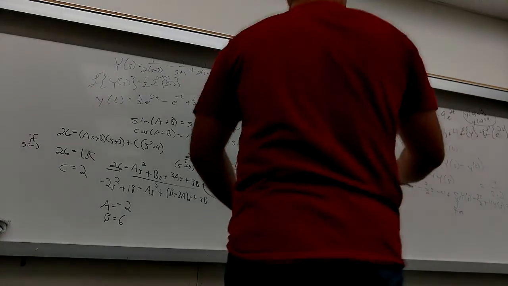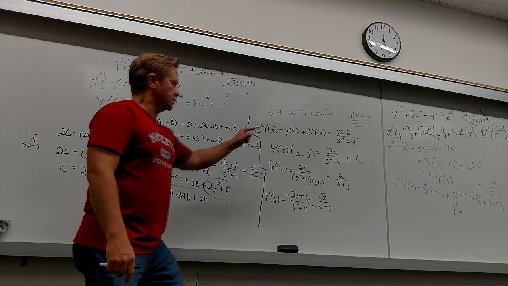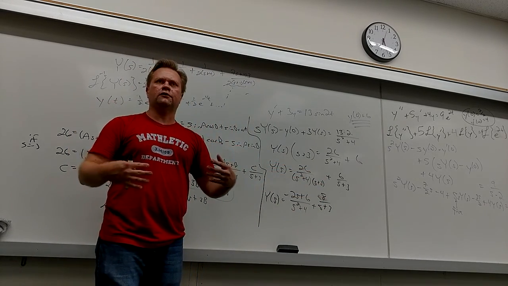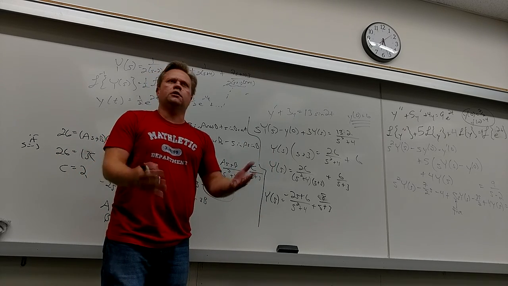Totally does, but it's not a big deal. I would have gotten 2e to the negative 3t plus 6e to the negative 3t, which is 8e to the negative 3t. I mean, it's still like terms before or after the inverse Laplace transform. It's still like terms, of course. Do you guys get that? So it wouldn't have been wrong if you didn't.